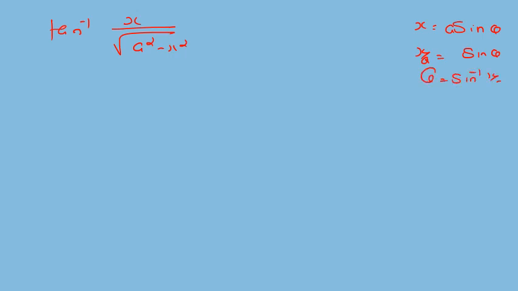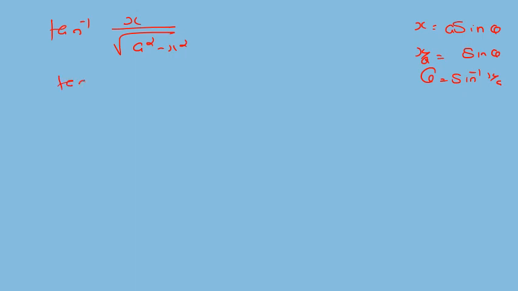Now, another question. Simplify tan inverse x by root of a squared minus x squared. Here what you have to do? X is equal to a sin theta. X is equal to a sin theta. So x by a is equal to what? Sin theta. Theta is equal to what? Sin inverse x by a.